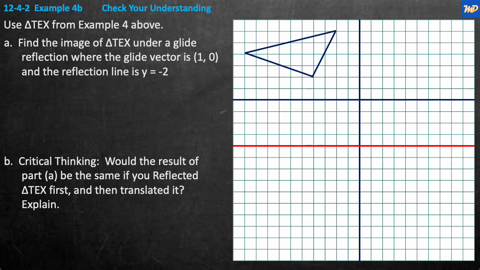So I've drawn the line here, the red line down here. This red line is what I'm calling -2. So here's my 0. My origin is right here, and I'm using 2 squares for 1, right? So if there's 2 squares, this is the half. Each square is 1/2. So TEX is TEX, okay? So what do they want us to do? Find the image of TEX under a glide reflection where the glide vector is 1, 0.